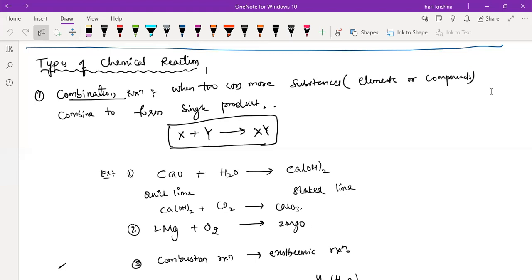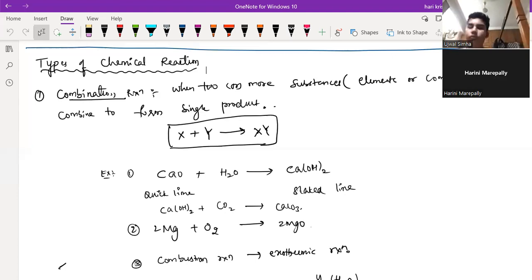So the first one is the combination reaction. What's the meaning of combination? Combining of 2 or more elements will form the combination reaction, right? When two or more substances combine to form a single product, it is called a combination reaction. So X plus Y will form XY. So it will be having two reactants and only one single product always. That is a combination reaction.